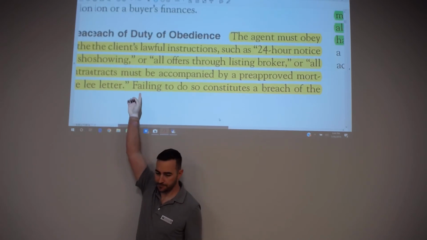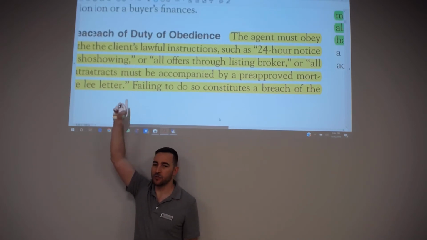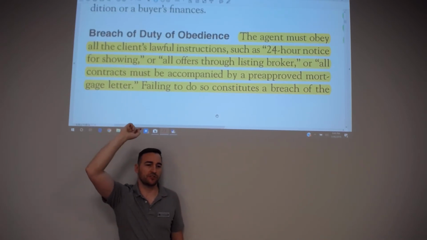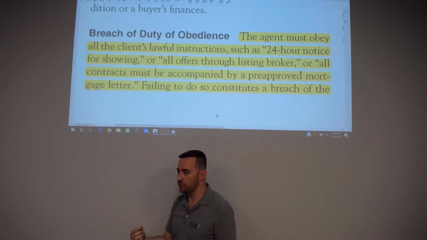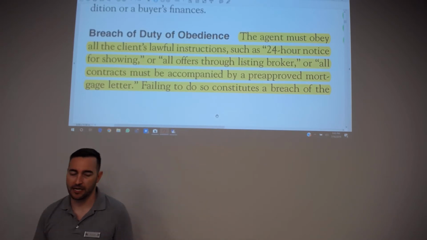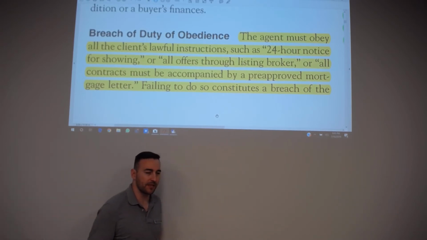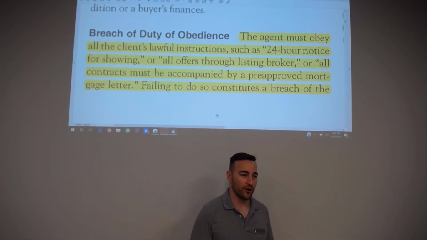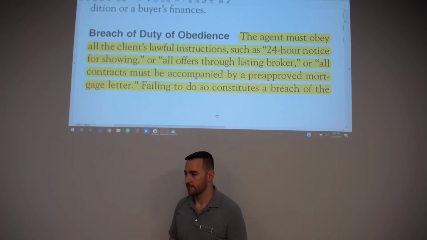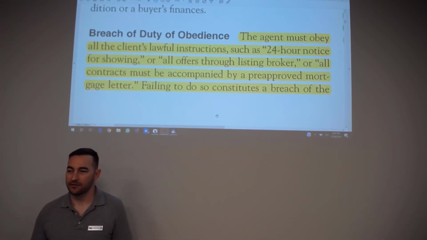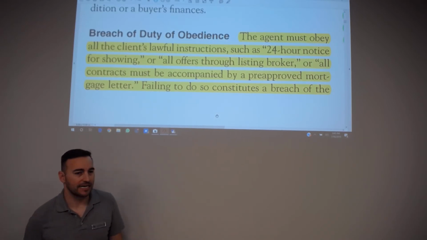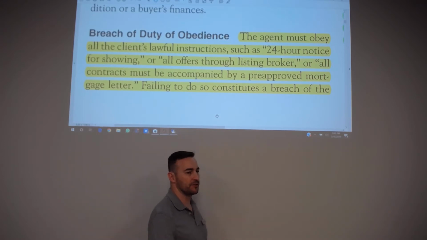This right here. All contracts must be accompanied. Make sure you put stars next to that. Not because of the state exam, but because you should require this every time. All contracts must be accompanied by a pre-approved mortgage letter. That means your buyer has the ability to buy. All right? Concept is very simple because a lot of people will dispute you on this.